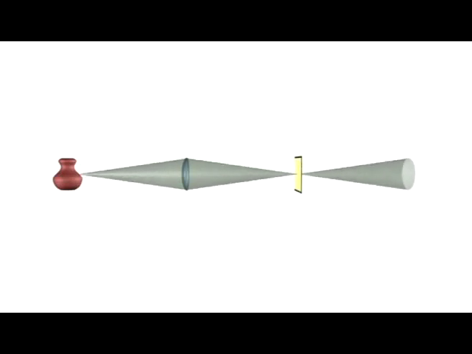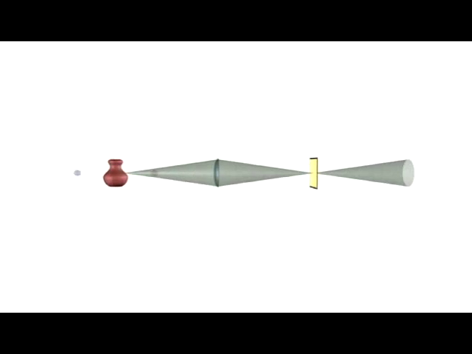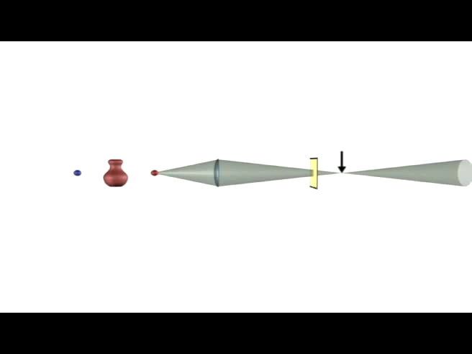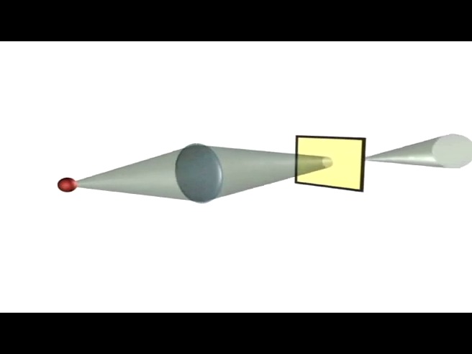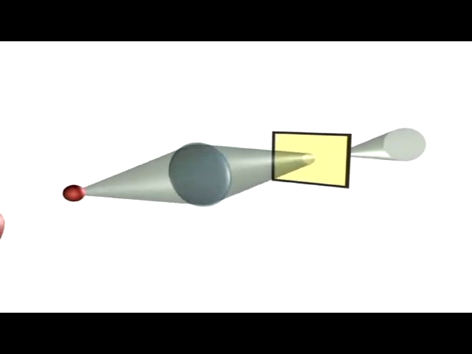vase is in focus. But for light coming from in front of the vase, the cone shape is offset, and the light rays don't converge exactly on the film plane, but somewhere behind. When the cone intersects the film plane, the light rays are scattered instead of focused. This is called the circle of confusion because there's no telling where the light rays will land except that it will be somewhere within this circle.